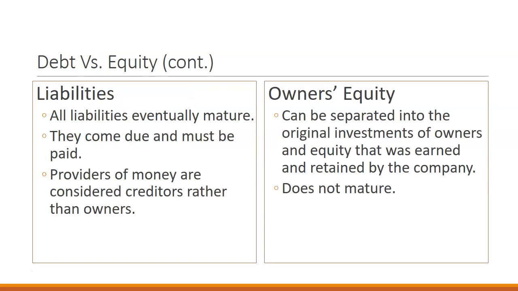So when we have liabilities, they come due at different times and they have to be paid. Our bank wants to be paid on a very regular basis. We also have interest payments. However, on owner's equity, we don't have to pay our shareholders anything. As we'll see when we get into chapters 11 and 12, some companies do pay their shareholders in the form of dividends. But it's not required, they don't mature, and we don't have interest payments on stock.